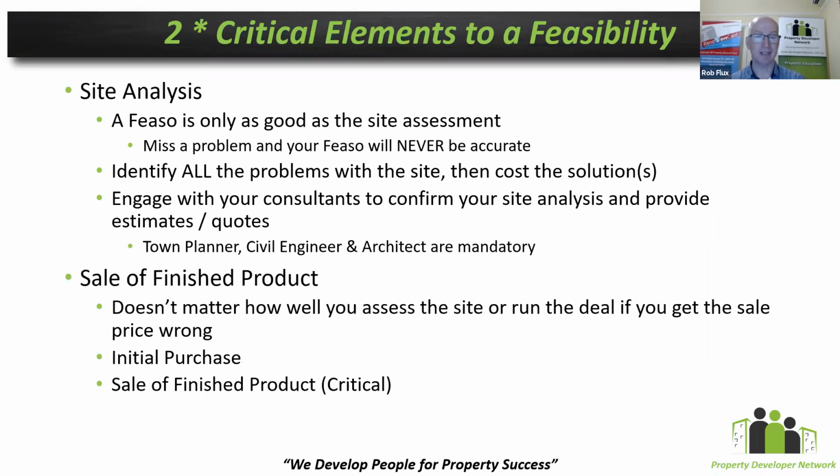The second thing you need to do is understand what the sale of the finished product is going to be. It doesn't matter how well you run your project, if you get the sale of the finished product wrong in your initial assessment, then it doesn't matter how perfectly you run it. The project just won't be profitable because you got that wrong. And then a feasibility is really just the adding and subtracting of those two elements. Identify the problem, identify the costs of those problems, what it's going to sell for, and then you just add and subtract.